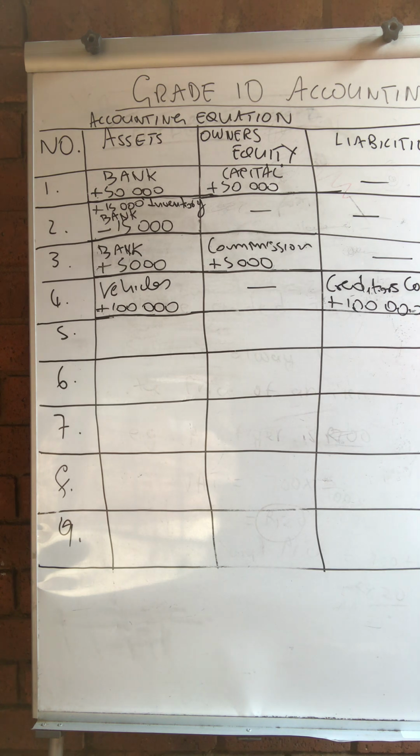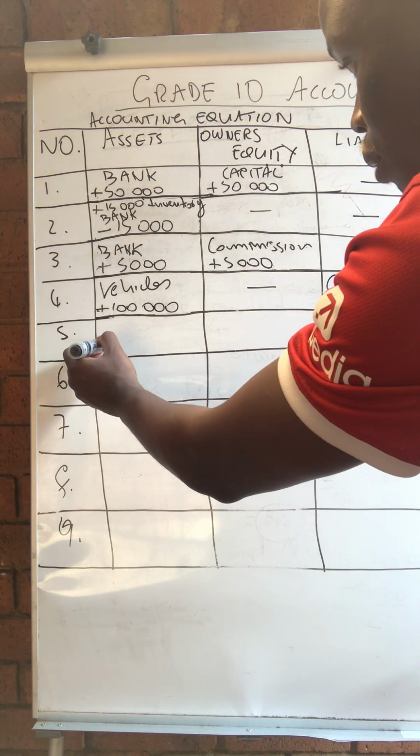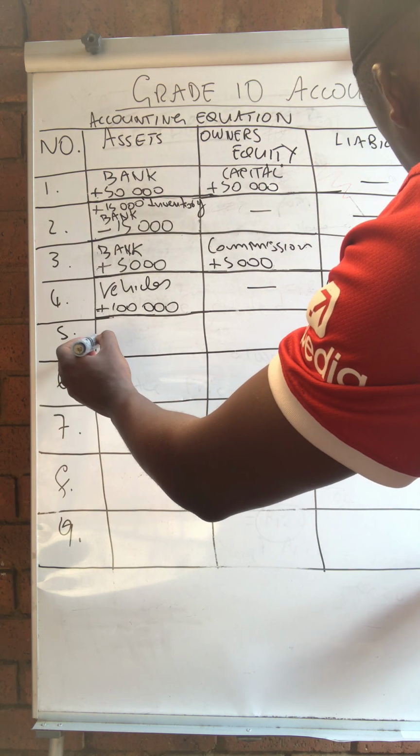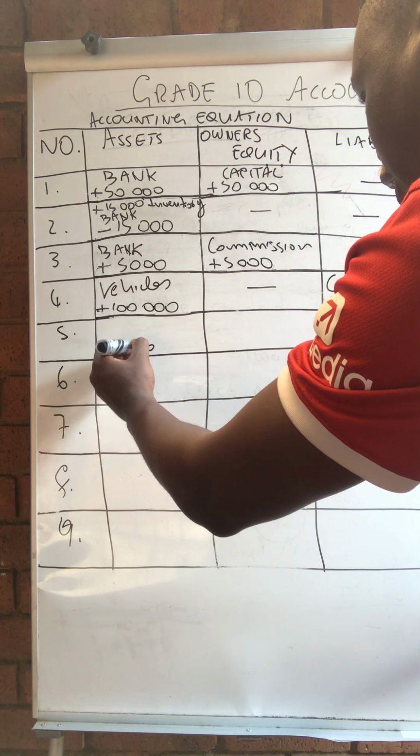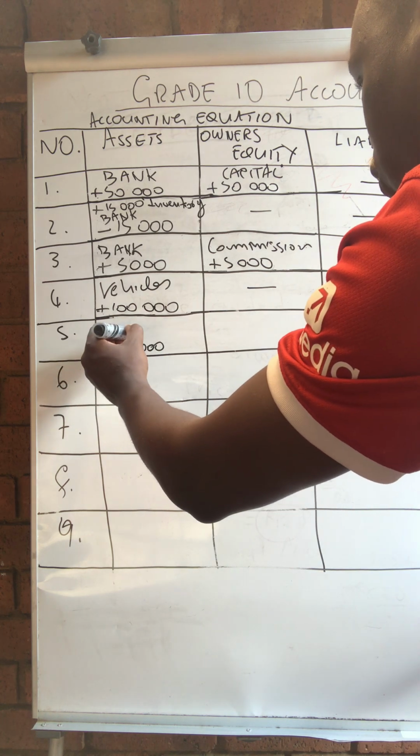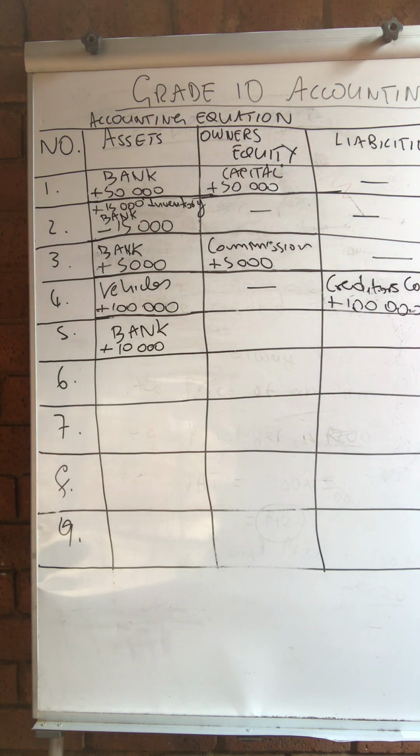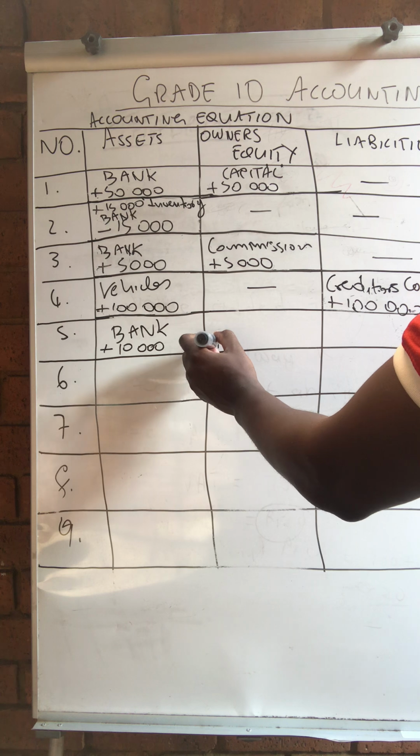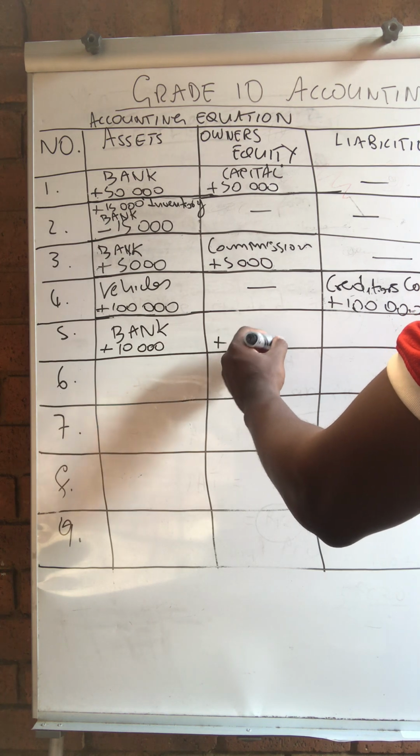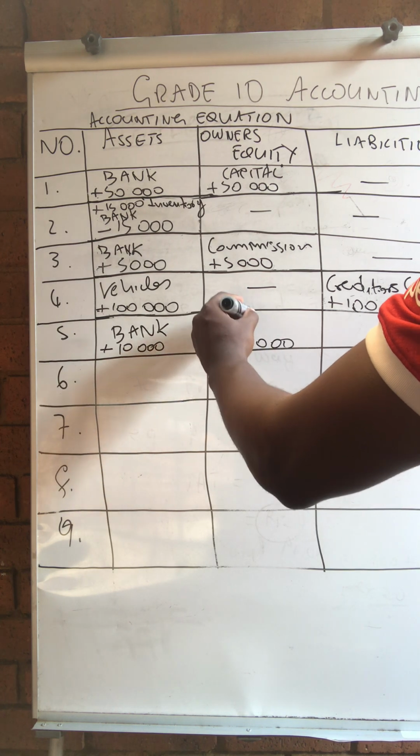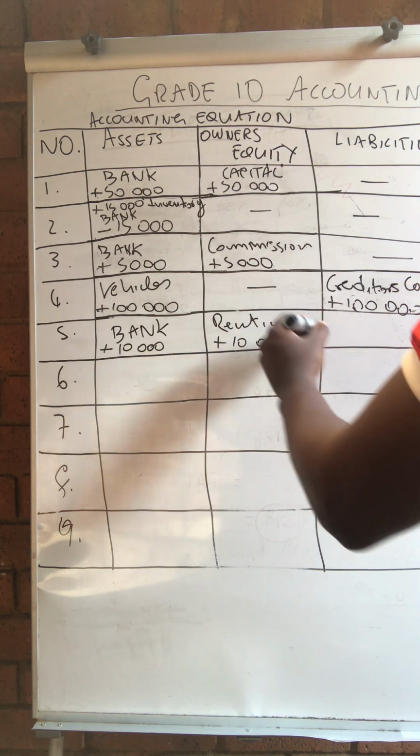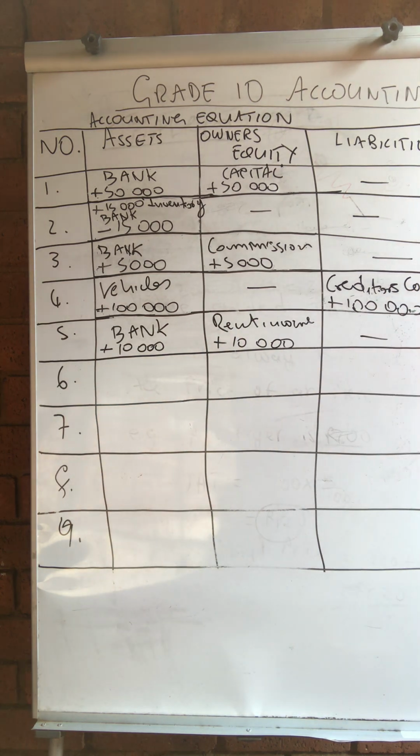Let's go to transaction number 5. Transaction number 5 tells us that we received rent income of 10,000 rands. We received money into our bank account, so it's going to be plus 10,000 rands, and of course this money is coming into the bank. And of course, what is it for? This is for rent income, which means our owner's equity increases here by 10,000 rands, and of course it's rent income. Nothing is happening to our liabilities.